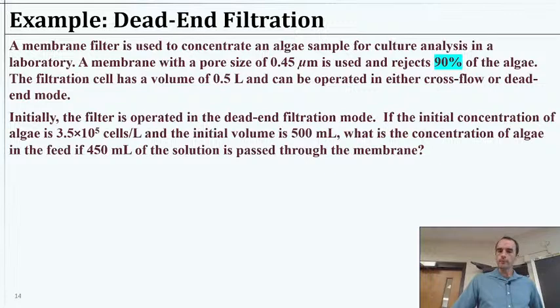If the initial concentration of the algae is 3.5 times 10 to the fifth cells per liter, and the initial volume is 500 milliliters, what is the concentration of the algae in the feed if 450 milliliters of the solution is passed through the membrane? I'd highly recommend drawing it up and visualizing what that is actually asking for. So take a few minutes to do that, and then I'll work through it with you.